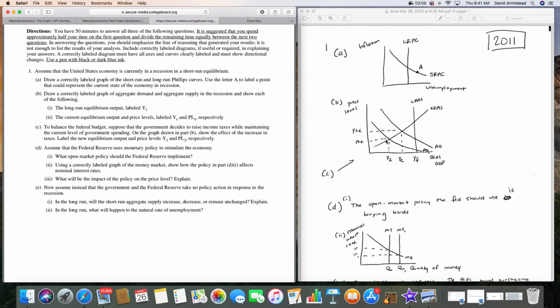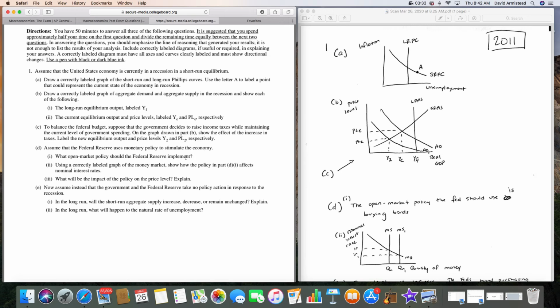There we go. Now, if that tricked you up a little bit, I get it, because 9 times out of 10, the College Board puts something in place where you actually correct the recessionary gap. You're not in this instance. You've got to have it going more into a recession, because that's what raising taxes is going to do. Okay, assume that the Federal Reserve uses monetary policy to stimulate the economy.